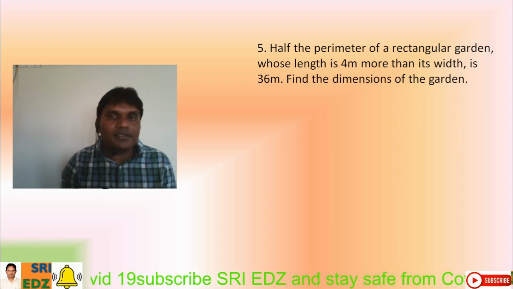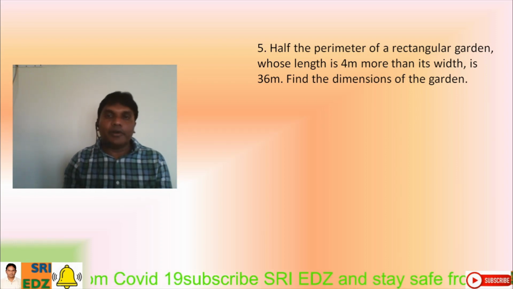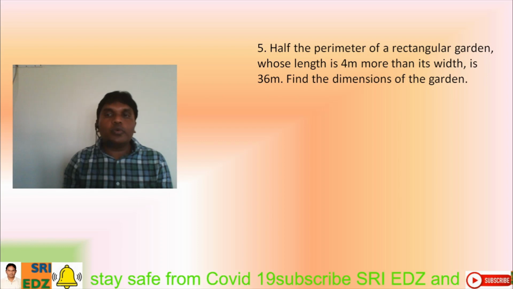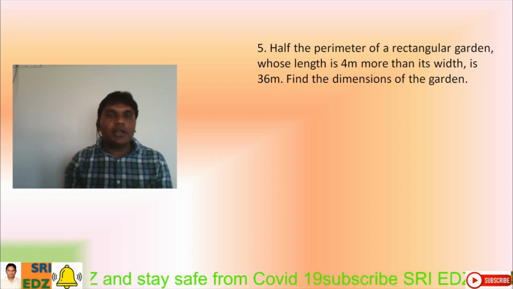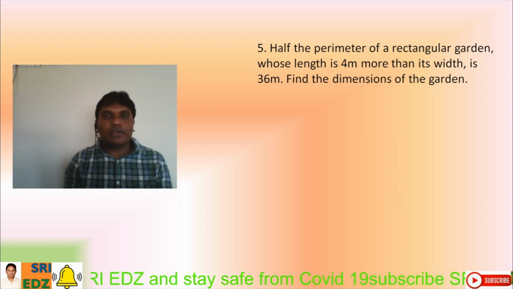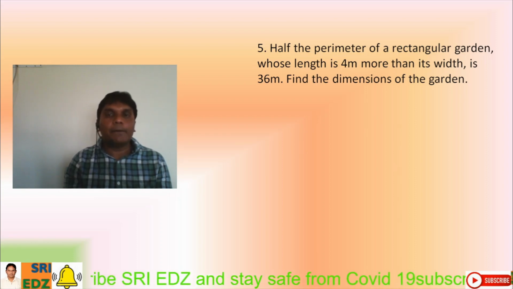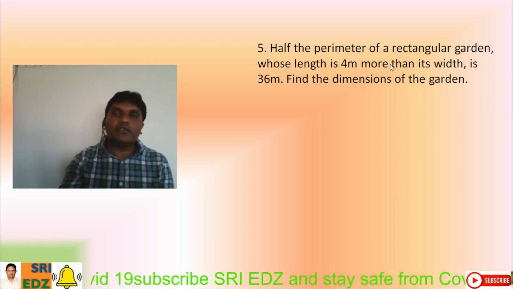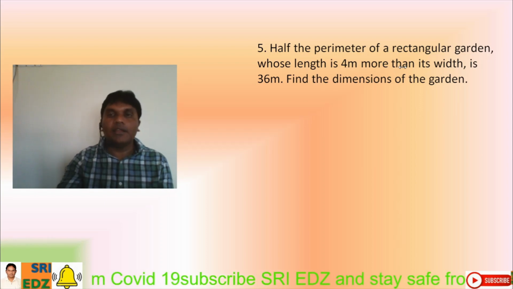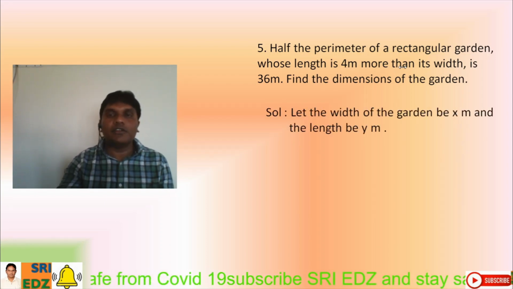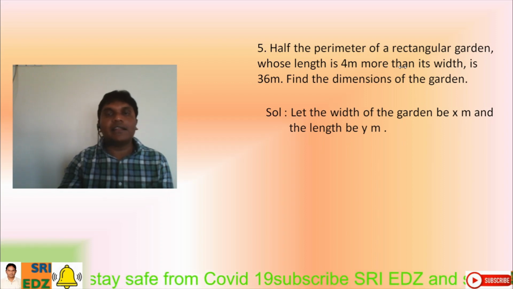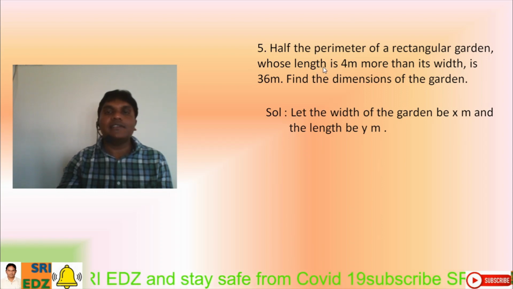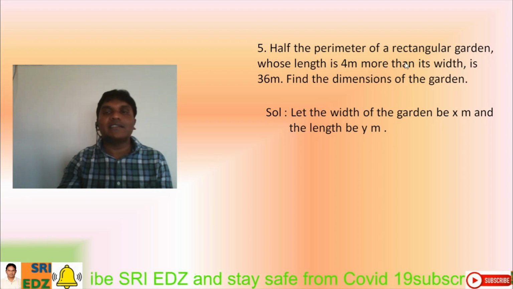There is a garden in the shape of a rectangle. The perimeter of a rectangle is 2 times (L plus B), that means 2L plus 2B. Here we have 36 as the perimeter, and the width and length we don't know. Whatever we don't know, we assume as x and y. Here I am assuming that the width of the garden is x meters and the length is y meters.